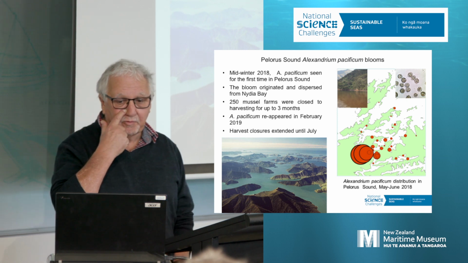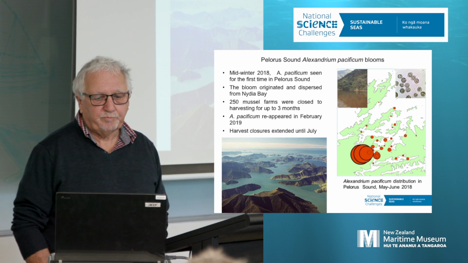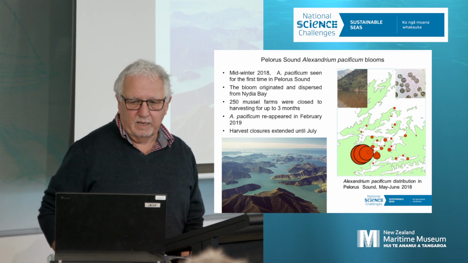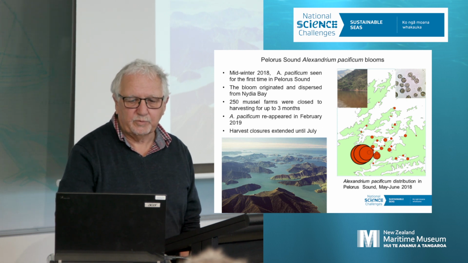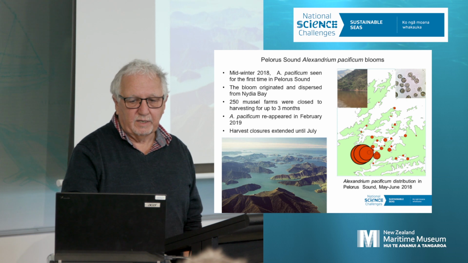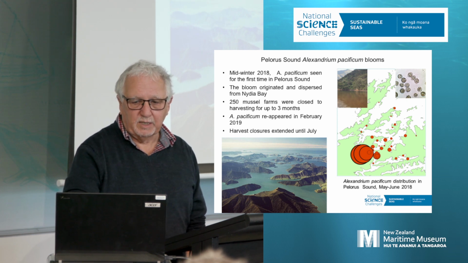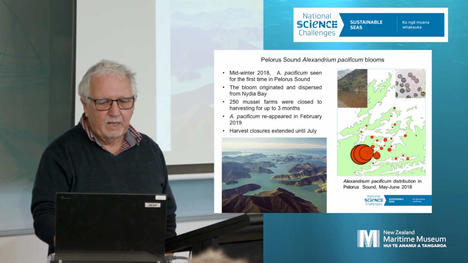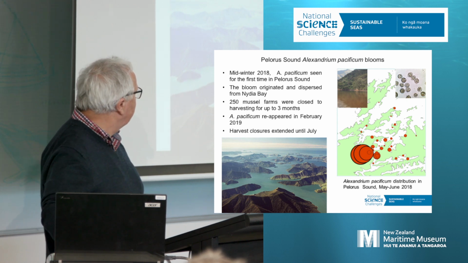There were about 250 mussel farms closed for a period of up to 3 months, and it caused major problems, of course, for the industry. And then it has appeared again this year. It appeared somewhat earlier, but bloomed most intensely over the winter months. And the harvest closures extended through until near the end of July.